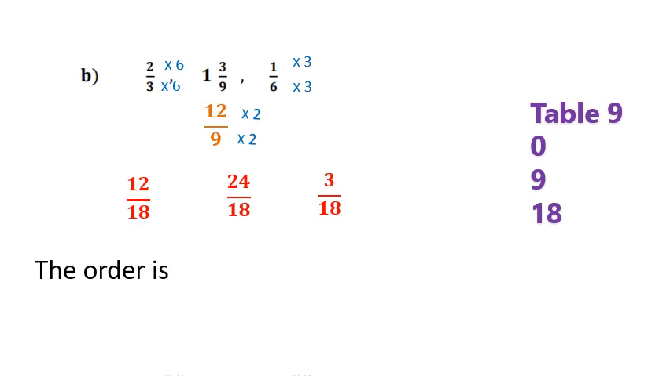Okay, let's arrange in descending order. The greatest one will be 24 out of 18. After that, 12 out of 18. And the last one will be 3 out of 18. If I leave the answer this way, it's okay. If you want to complete it by returning each fraction to its original form: 24 out of 18 is 1 and 3 out of 9, 12 out of 18 is 2 out of 3, 3 out of 18 is 1 out of 6. Here, I just wrote the fractions in their original form. Okay?